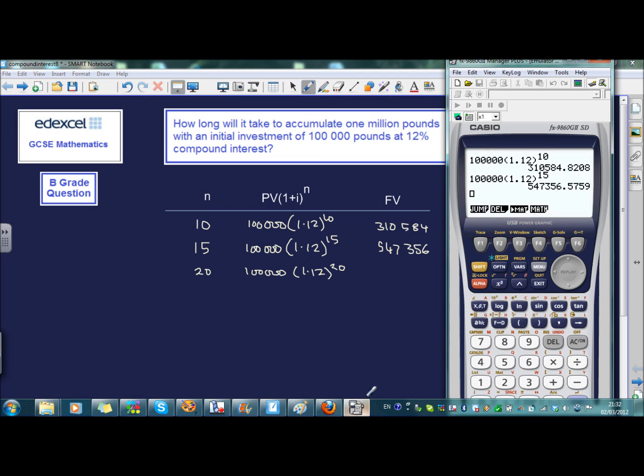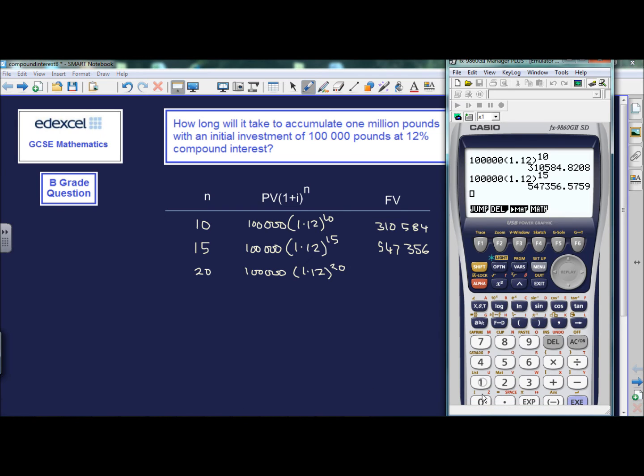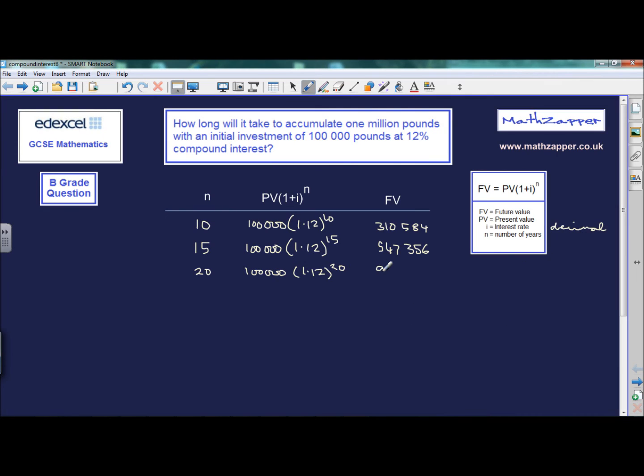Into the calculator, 100,000 multiplied by 1.12, raised to the power, this time 20, gives us 964,629.